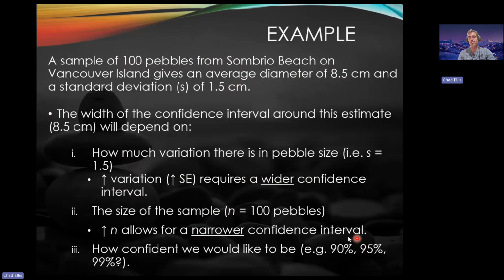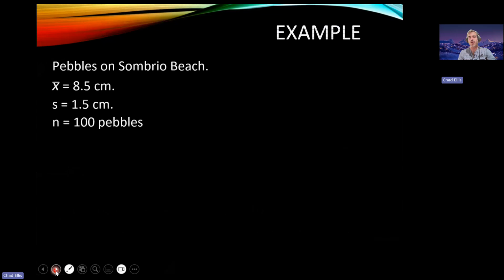Do we want to only be 90% confident that the population mean rock size is going to fall within our confidence interval, or do we want to be very, very sure, i.e. 99%? So those three things are going to determine what our actual confidence interval is going to be.